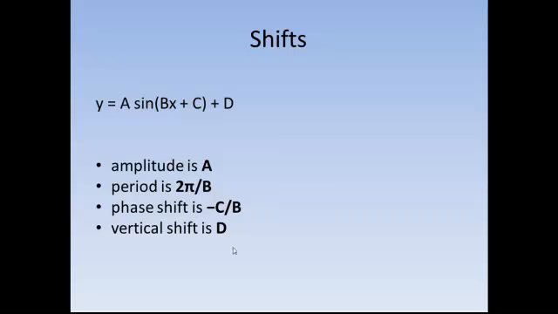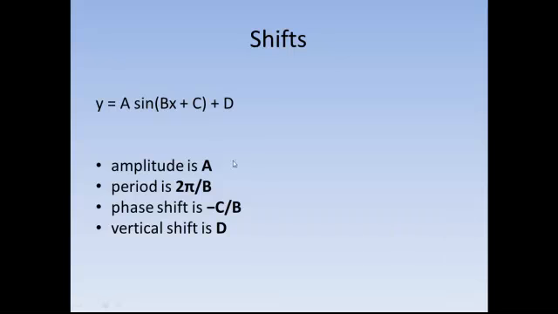So the phase shift here will be minus c by b, and if this phase shift is negative, minus c by b, the curve is shifting left, and if this phase shift here, minus c by b, is positive, the curve is shifting right. So then the vertical shift is d.